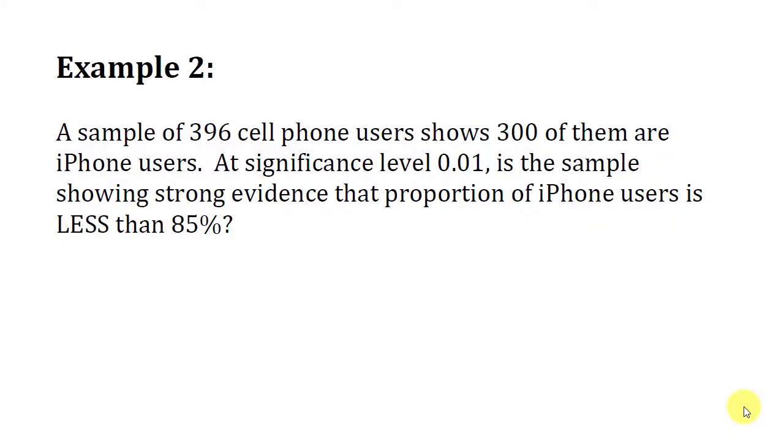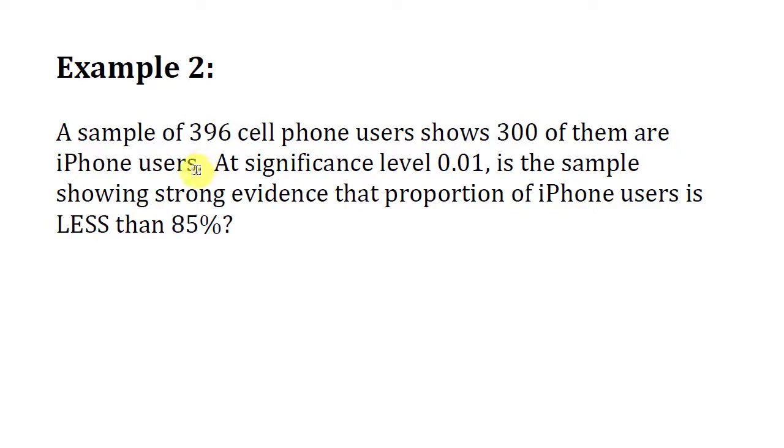So we're now at our example 2 here. So let's look at our computer screen and read the description of the problem in our example 2. The description says a sample of 396 cell phone users shows 300 of them are iPhone users.